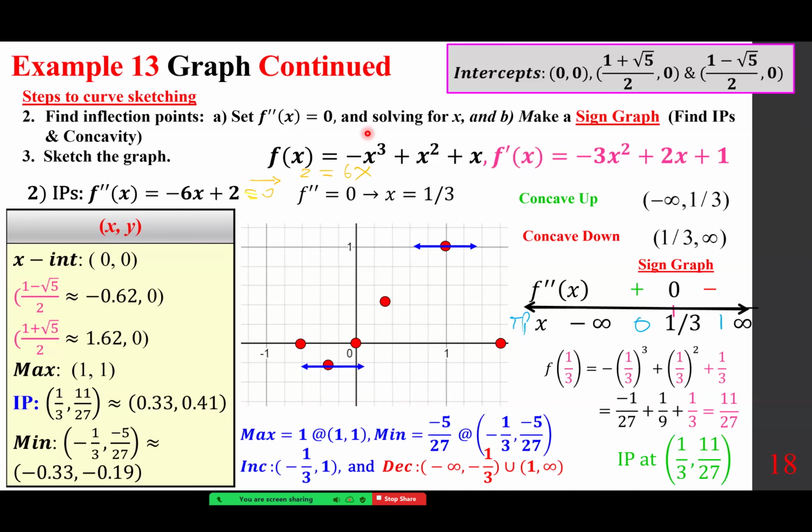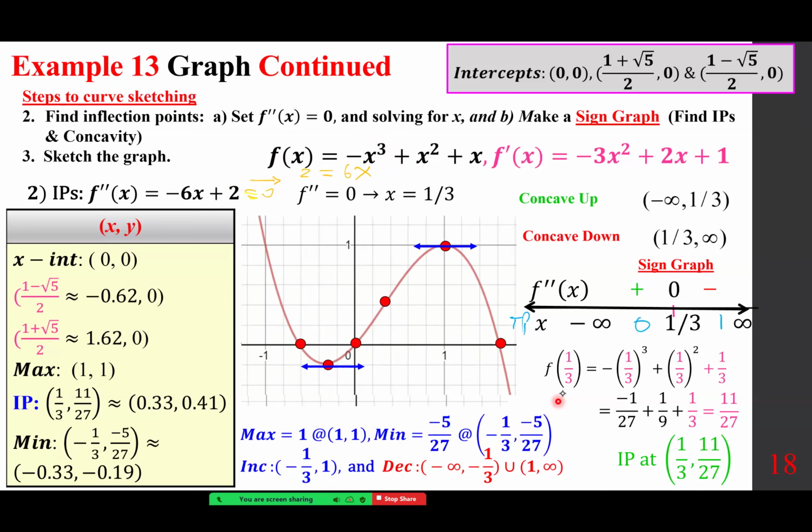Going back to f of x, remember minus x cubed, as the leading term, indicates the end behavior, second and fourth quadrant. So you put the graph together, notice where the function is decreasing, increasing, decreasing, local max, local min, all the intercepts, IP. So the function is concave up here, concave down here. Every piece of information can be shown on the graph. And in essence, it can be observed.